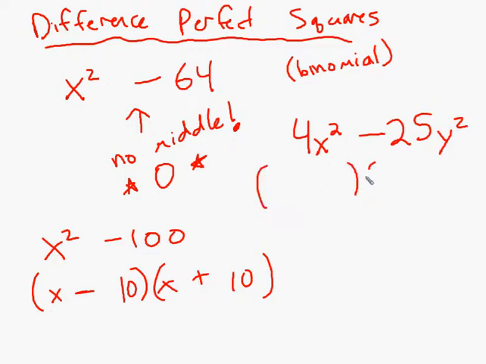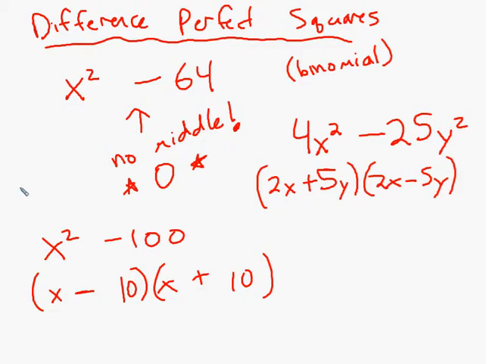I'd say 2x. We would start with the factors of 4 that are closest together, which is 2x. Then plus minus. And I'd say 5y. Now, how does he get that? 5 times 5 gives me my 25, and y times y gives me my y squared.